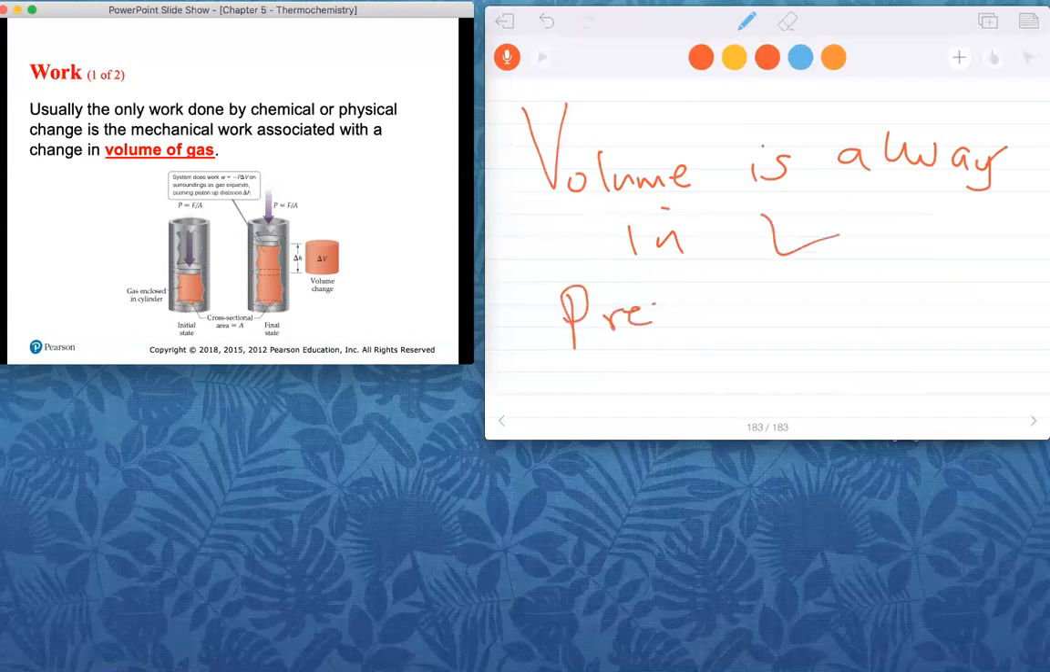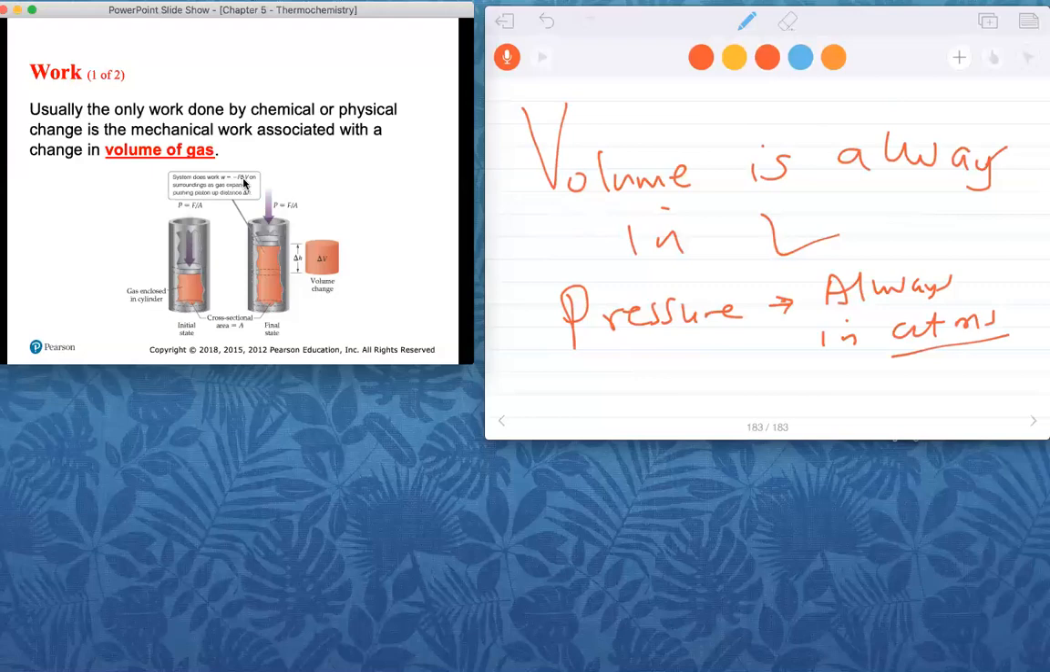Pressure is always in atmospheres, ATM. In most cases you'll be given pressure in atmospheres anyway. I don't think somebody will just mess you up by giving you torrs or millimeters of mercury. No, we're going to talk about that in chapter 10. So remember, pressure has to be in atmospheres, and our volume has to be in liters to apply this equation.